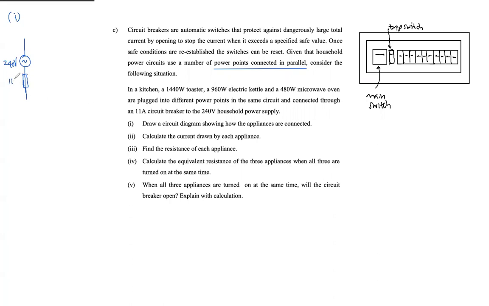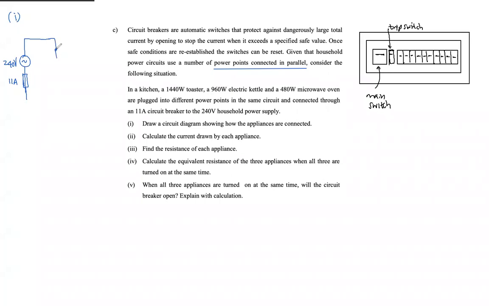What is the meaning of this 11 ampere? If a current of more than 11 ampere flows through it, it will burn and stop allowing current through it. That's the idea behind it. And then you have a toaster, which you can think of as a resistor, and then you have an electric kettle. Don't forget there will be switches.